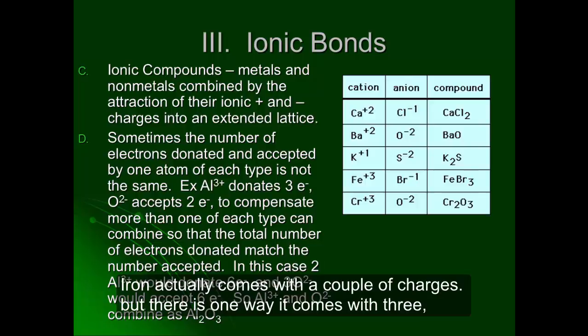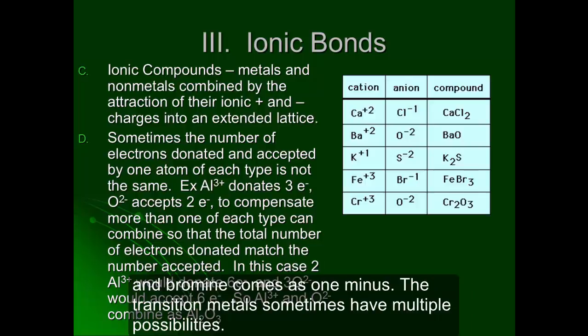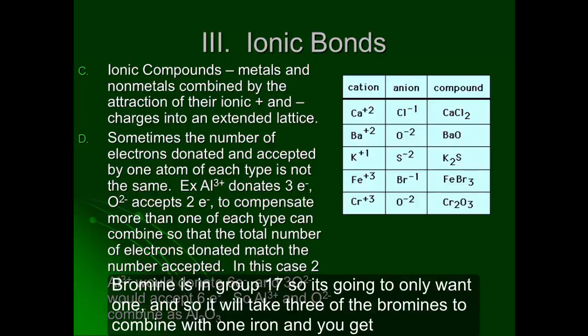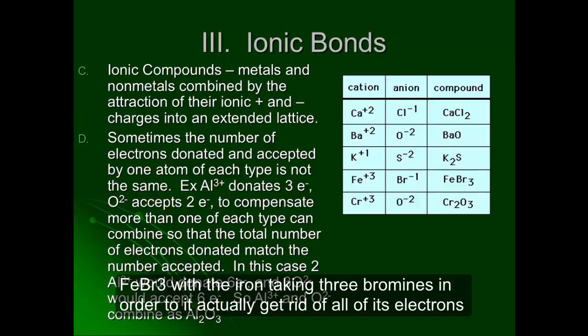Iron actually comes with a couple of charges, but there is one way that it comes with 3. And bromine comes as 1 minus. Your transition metals sometimes have multiple possibilities. Bromine is in group 17, so it's going to only want 1. And so it will take 3 bromines to combine with 1 iron. And you get iron 3 bromide, with the iron taking 3 bromines in order to actually get rid of all of its electrons.